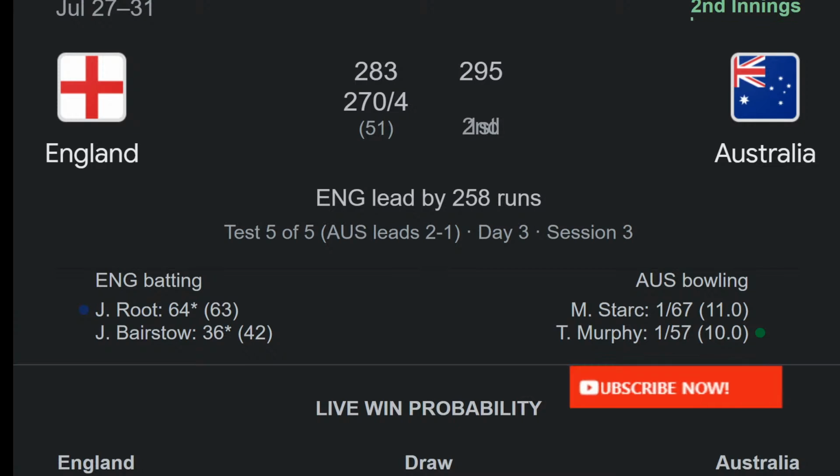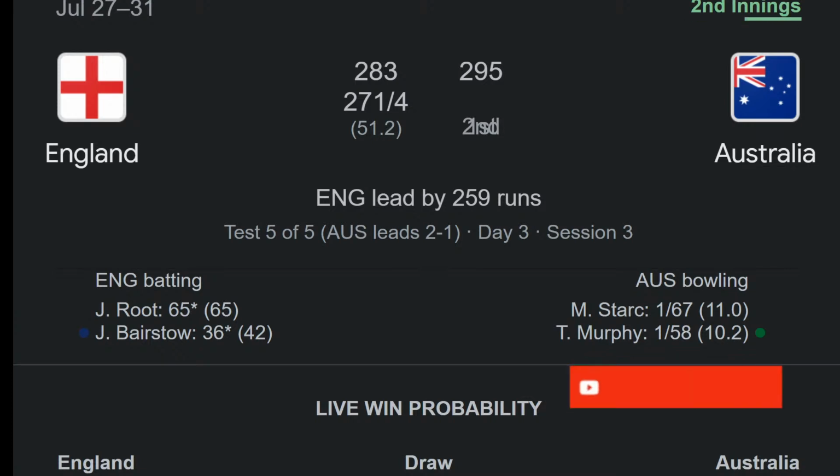You are listening to the match between England and Australia, Ashes fifth Test. Australia lead the series 2-1. This is the last and final Test match. Day 3, session 3. England in their first innings scored 283 and are now 271 for the loss of 4 wickets in their second innings.